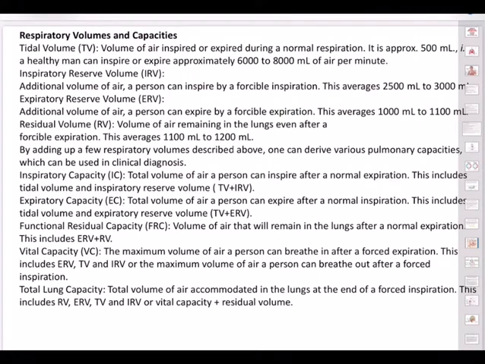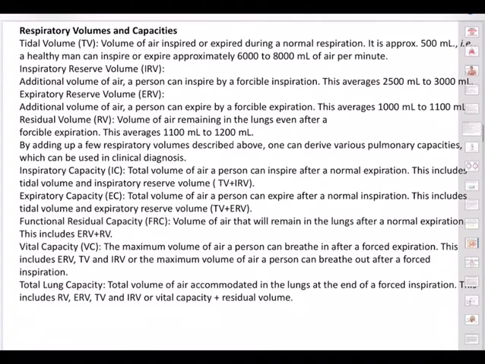Next, ERV, that is expiratory reserve volume. Expiratory reserve volume is the additional volume of air a person can expire by forcible expiration. IRV is forcible inspiration. ERV is forcible expiration. E for expiration. This averages around 1000 ml to 1100 ml.